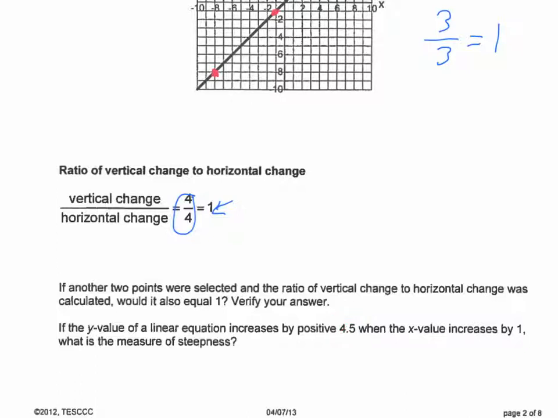How strange. Okay, so our ratio here, we had a vertical change of 7 over a horizontal change of 7, which still equals 1.